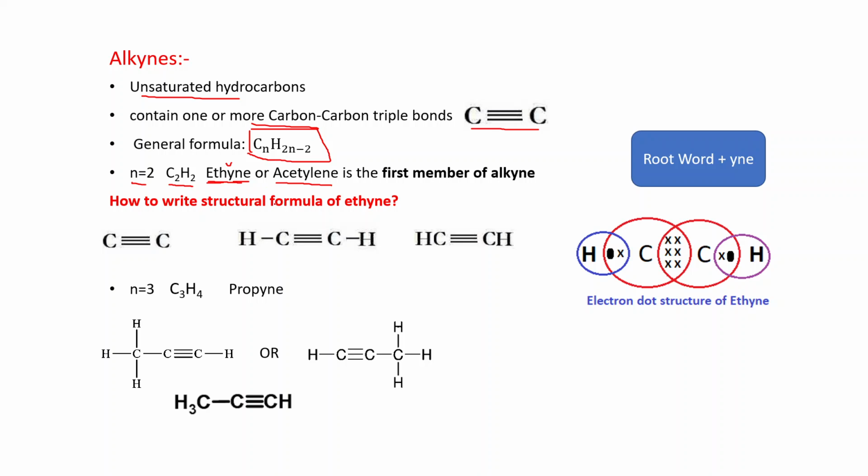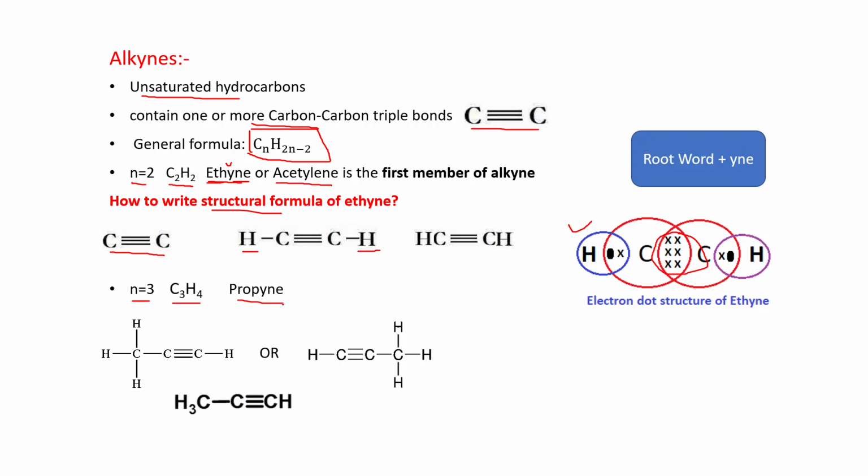How can we write its structural formula? Make a triple bond between the carbon atoms, and remaining valencies are satisfied by hydrogen atoms. This is the electron dot structure of ethyne. There is a triple bond between the carbon atoms. If n is equal to 3, then we'll get the next member, C3H4, that is propyne.